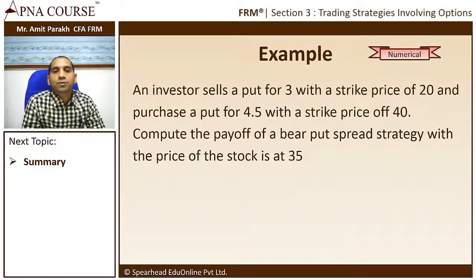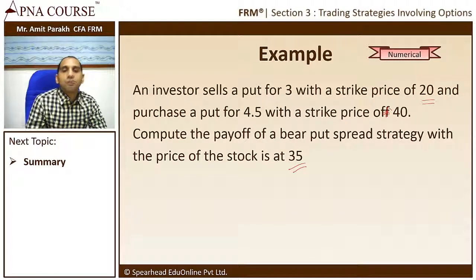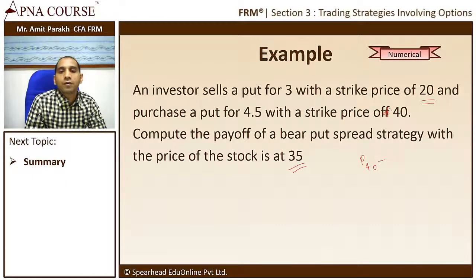An investor sells a put for 3 with a strike price of 20 and purchases a put for 4.5 with a strike price of 40. Compute the payoff of a bear put spread strategy when the price of the stock finally ends up at 35. Now look at this. I sold a put for 3 with the strike price of 20, and I bought a put for 4.5 with the strike price being 40, right? So I'm long this particular put. So I bought a 40 put and I sold a 20 put.